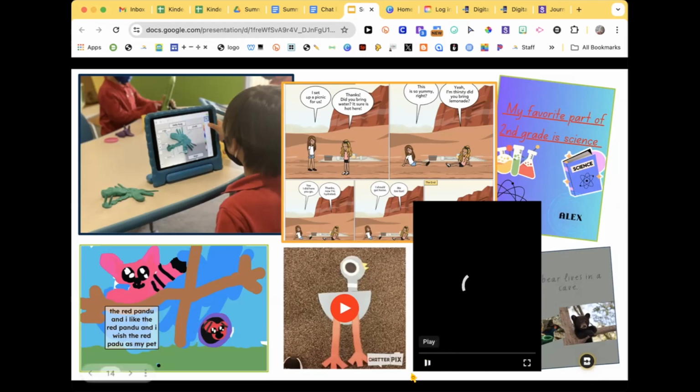I'm wondering why this is still spinning. But hopefully, if you have the slides open, maybe it will let you play. This is just an example of what that Clips video would look like.